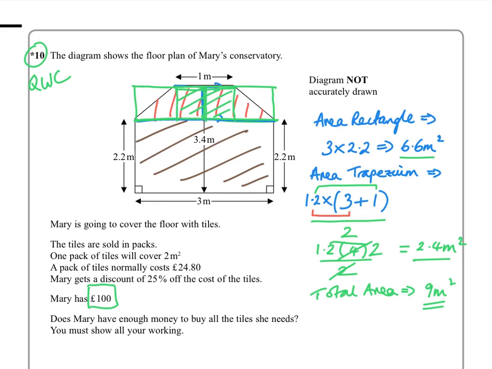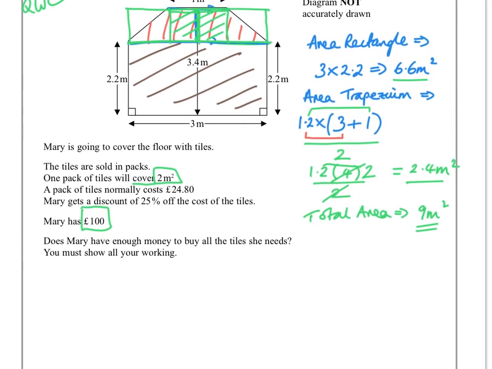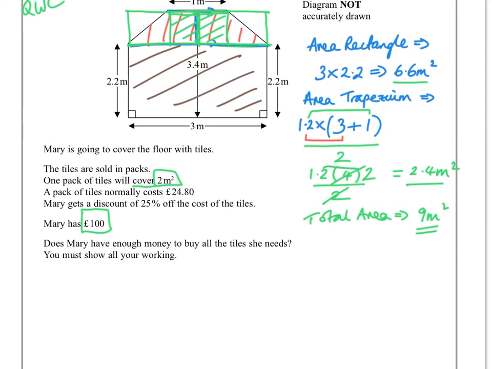And now we can look at how we're going to tile the floor, and are we going to have enough. So one pack will cover 2 meters squared. So the first thing to look at would be how many packs of tiles we would need. Well, if we've got 9 meters squared of tiles, this would be 9 divided by 2, which is 4.5. So we'd have to buy 5 packs for sure to have enough.